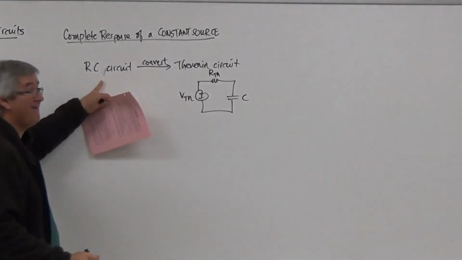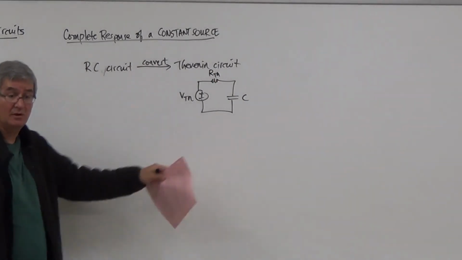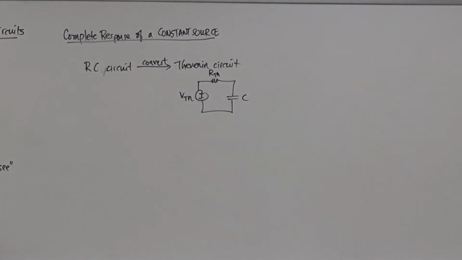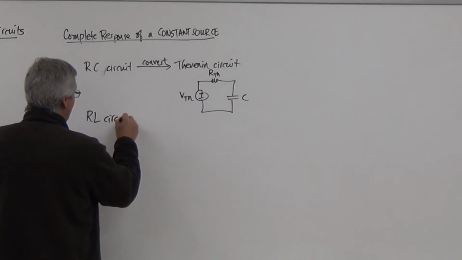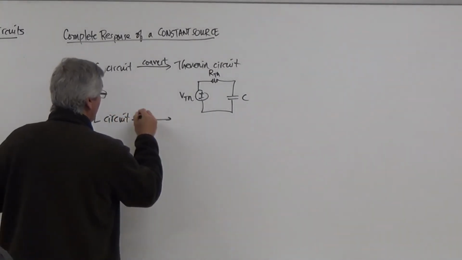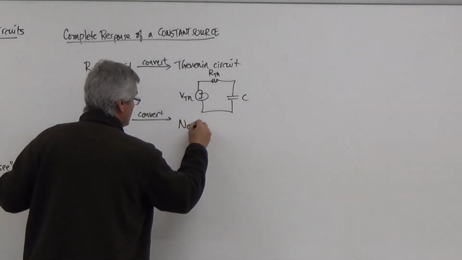So no matter how complicated this is, it's always going to be this circuit. Now note, we're not going to be able to do this with time-dependent equations. It turns out that it's easier to just go right after the circuit here. It's more time efficient. And then if I have an RL circuit, no matter how complicated it is, we want to convert it into what? Into a Norton circuit.